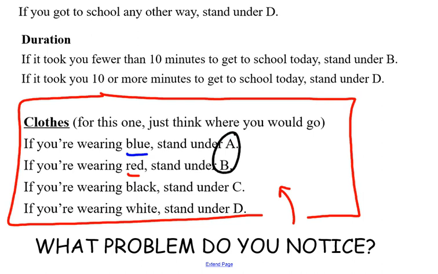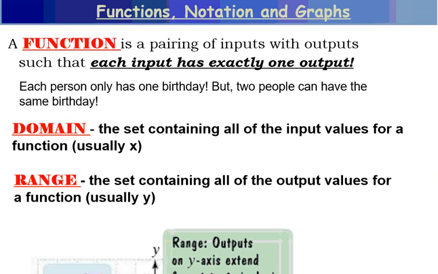We have a name for this in mathematics. It's called a function. So good rules in math are where each input knows exactly where they're going to go, has only one output. So that's what a function is. A function is a pairing of inputs with outputs such that each input has exactly one output.